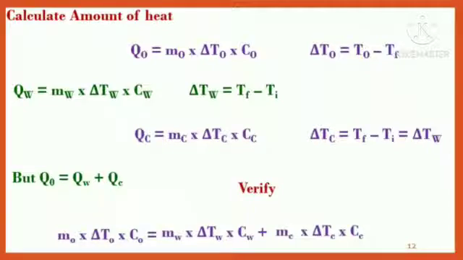So MO into delta TO into CO is equal to MW into delta TW into CW plus MC into delta TC into CC. We can measure all the masses and temperatures if we know the specific heats of the material of the calorimeter, that is copper, and that of the water.